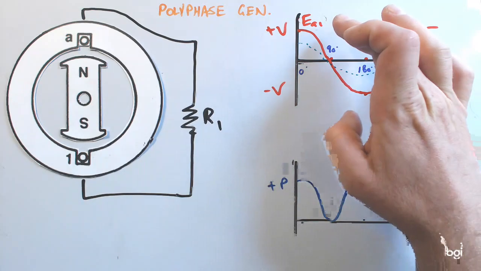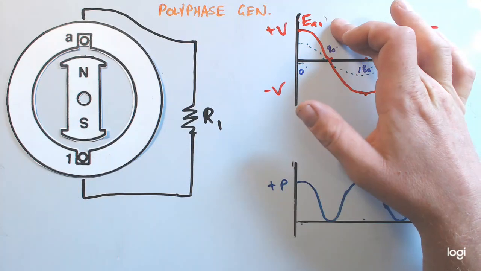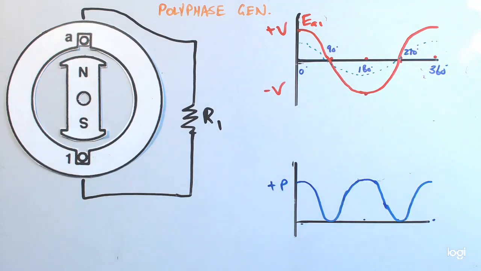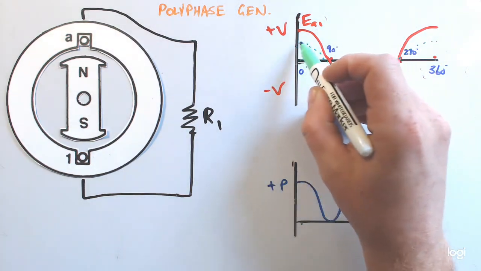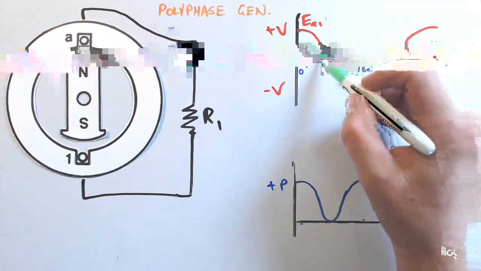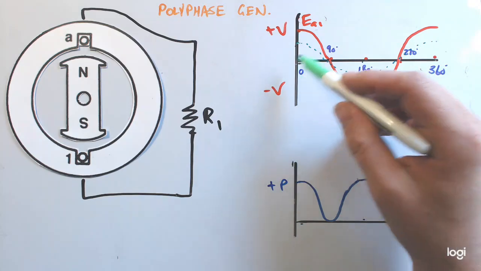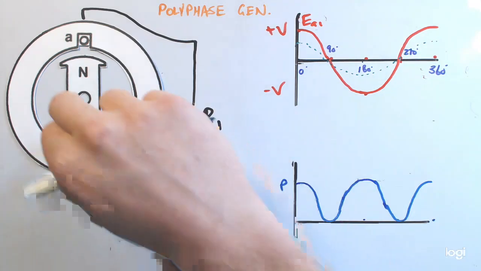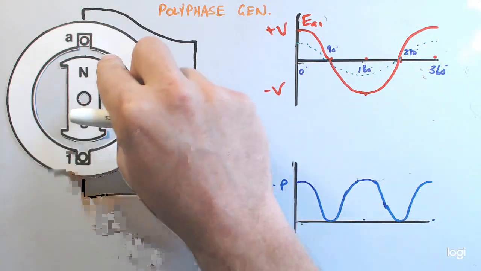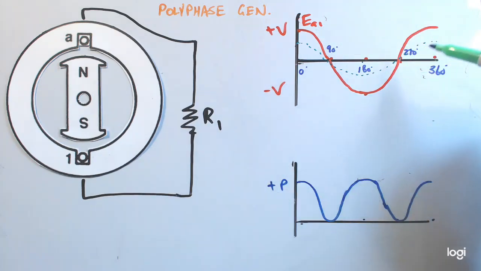And so if we've got that supply voltage EA1 connected across that resistive load, you'll recall that your current is going to be perfectly in phase with that load. And so you can see that your peaks and your zero crossings all align themselves on this graph from 0 through to 360 degrees. As we rotate the rotor through one full revolution, we'll get one full electrical cycle out.